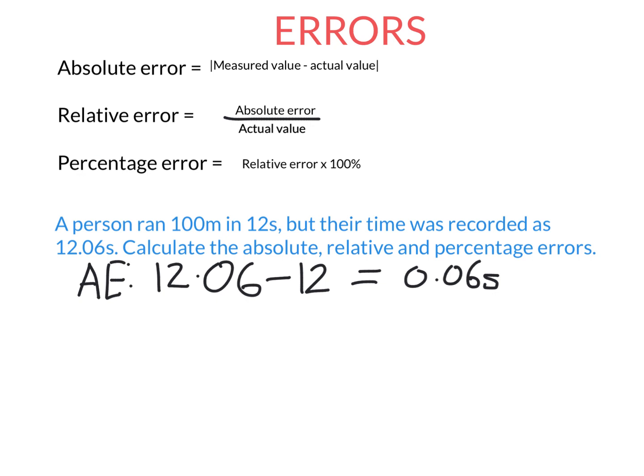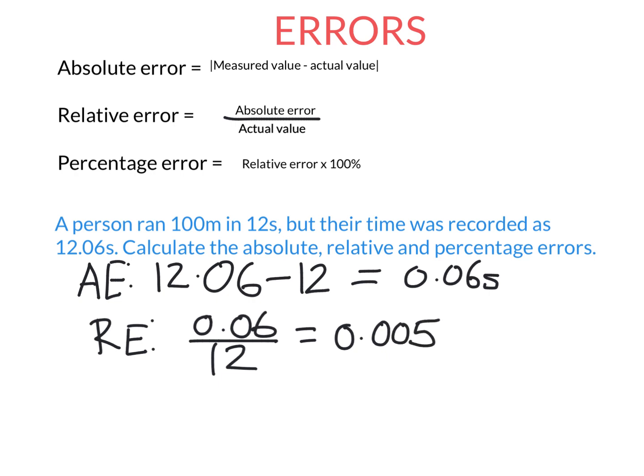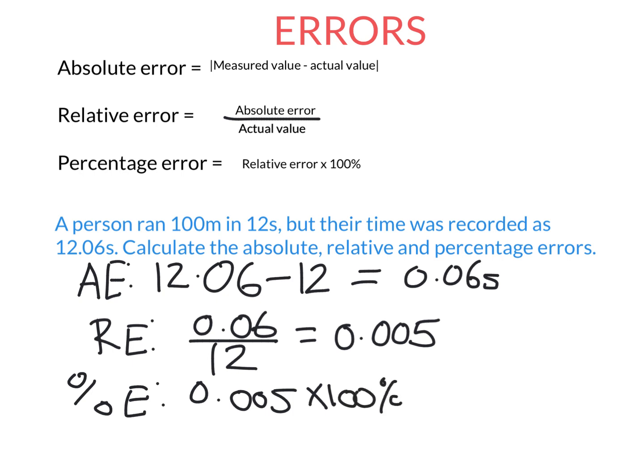Now we're going to calculate these two, which will give us an indication as to the size of the error. Is it a big error or a small error in the context of the problem? So the relative error is just going to be the absolute error, which we calculated as 0.06, divided by 12, the actual value, the actual time run in this case. And so the relative error here is 0.005. The percentage error, you just take the relative error, 0.005, times by 100 and stick a percent sign on the end.